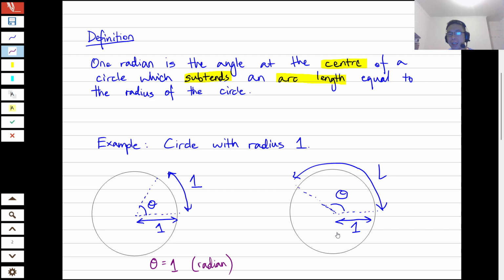Now, if we look at this second diagram here, you'll see that the radius is still 1, but I have now called the arc length L, and obviously theta is no longer 1. In fact, if I multiply the arc length by L to get from 1 to L, then I have also multiplied the angle theta by L, because there's a direct proportionality between the angle and the arc length. So in this second diagram, we're just going to say theta equals L radians.